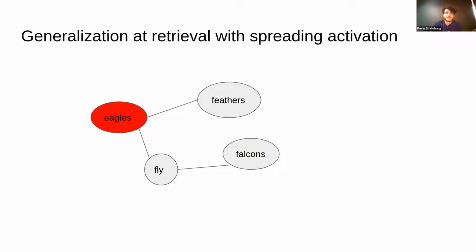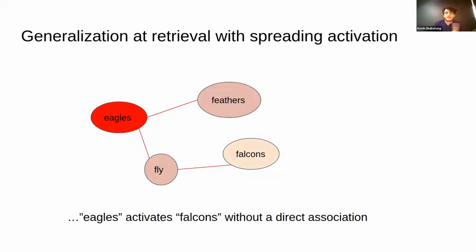So, for example, if we want to cue the system with the word eagles, we activate that node, and then the activation from that node spreads until the network settles to a steady state, and we take that steady state to be the retrieved representation for eagles. And in such a way, we can use the word eagles to activate the word falcons without having a direct association, simply due to the network effects.